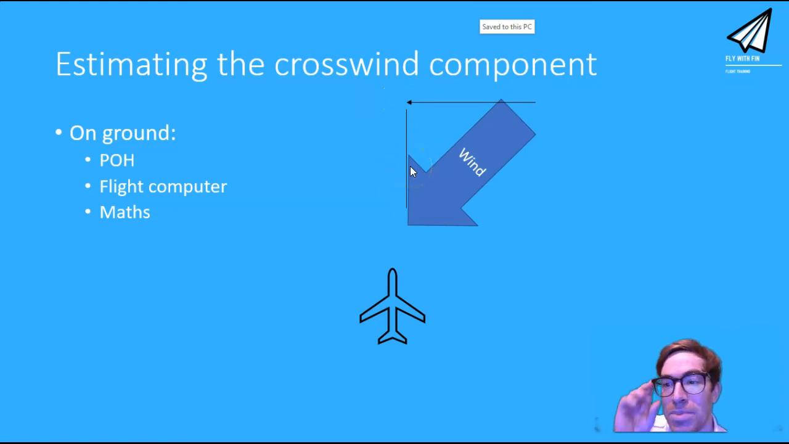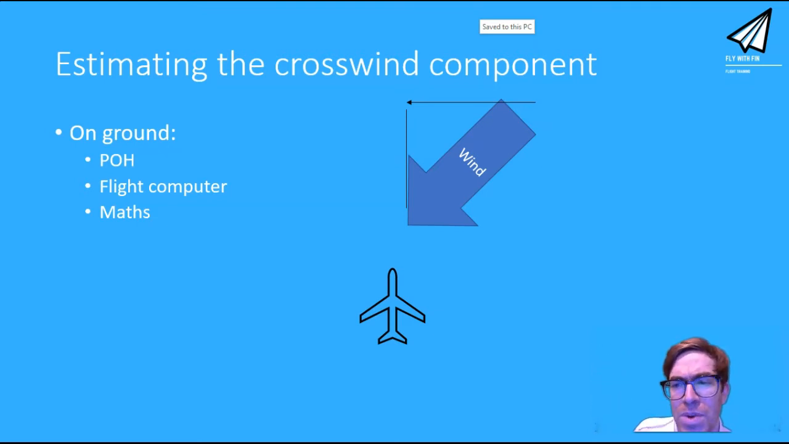A triangle is brilliant because once you've got a triangle, you can use some pretty simple maths to figure it out. Now, before you switch off, I appreciate that maths isn't always our strong point as pilots. So I'm going to dive into it a little bit, and I'm going to show you how we can simplify it.